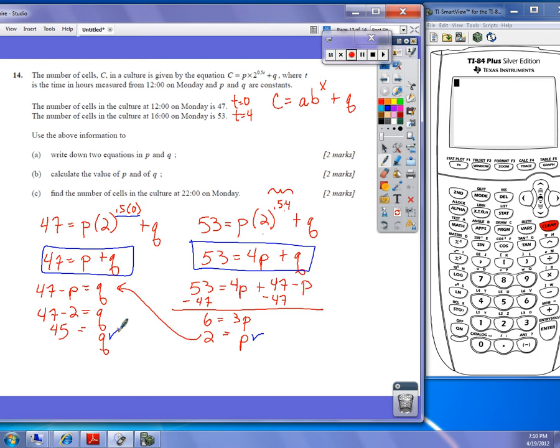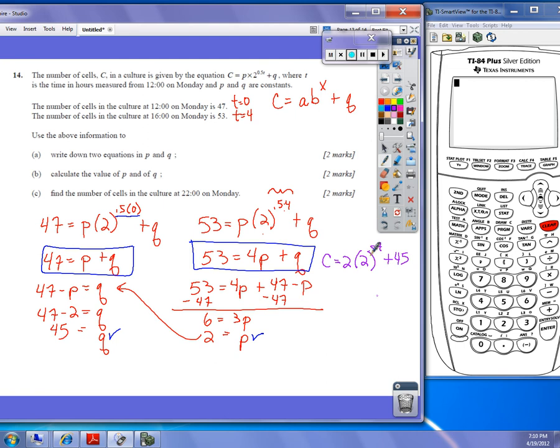And now they say to find the number of cells in the culture at 2200 hours. So that's 10 hours after our 12 o'clock. What we need to do is write ourselves an equation with the P and the Q in it. So the number of cells is equal to, we said P was 2, and our formula is 2 to the power of 0.5 T, plus Q, and Q we decided was 45.